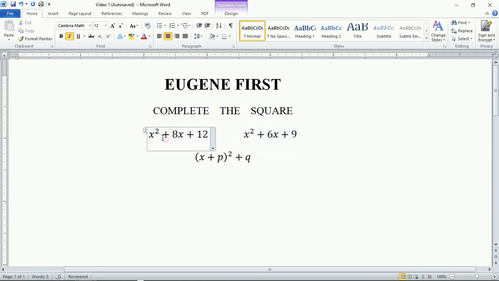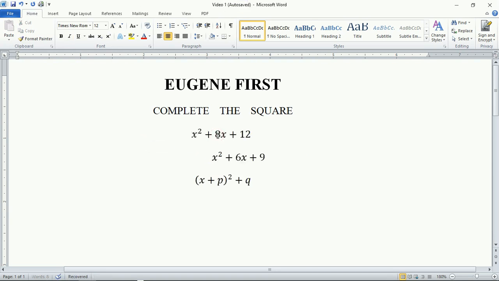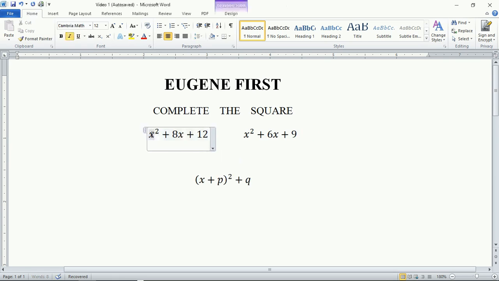If we replace x with 1, we are going to get something like this. We do this just to confirm. If you put 1 here, we get 1 plus 8 plus 12, which will give us 21. 21 is not a square number.